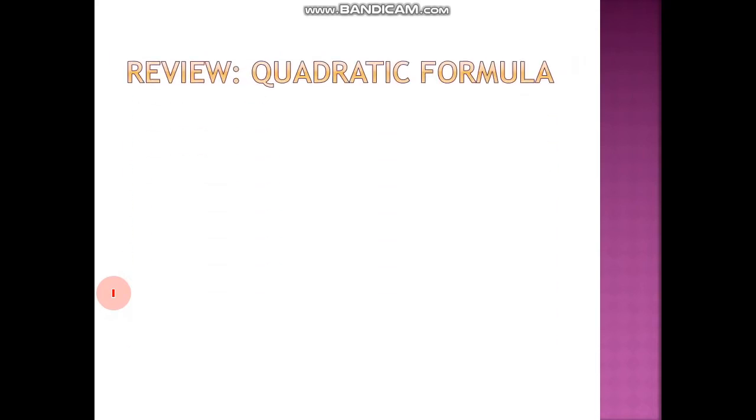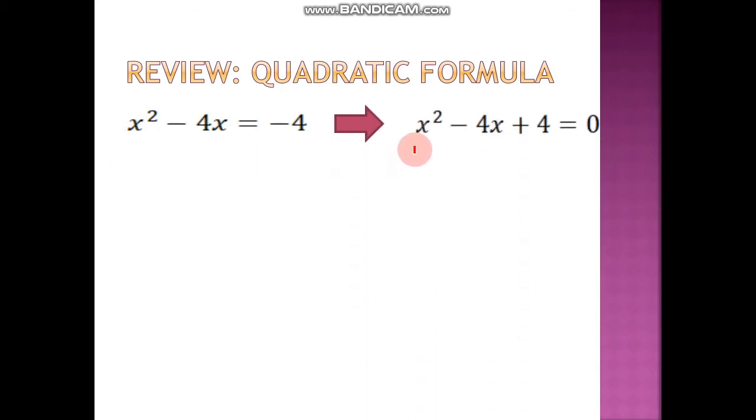Let's have another review on quadratic formula. Let's have this example. X squared minus 4x equals negative 4. If you can see, this given example is not in standard form, so we must transform this into standard form. Like this, x squared minus 4x plus 4 equals 0. We can now identify the values of a, b, and c, and our a is 1, and our b is negative 4, and our c is positive 4.